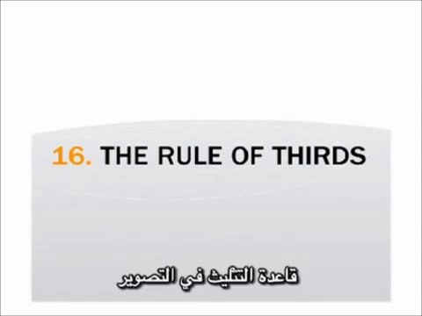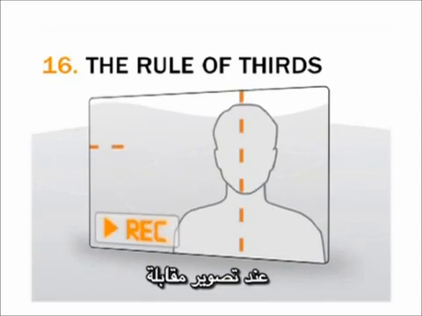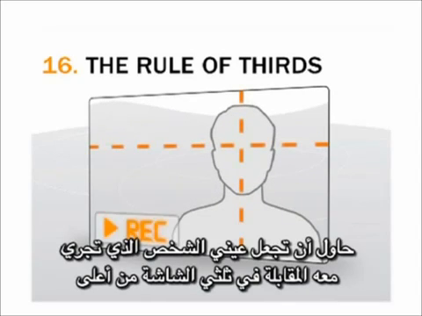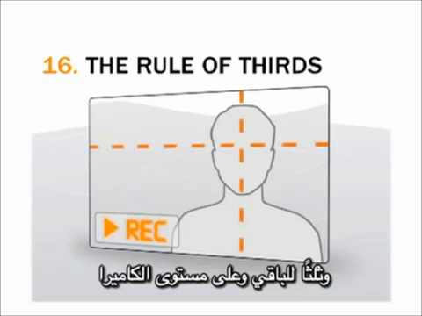The rule of thirds. When you film an interview, try to put the interviewee's eyes about 2/3 of the way up the screen and 2/3 of the way across, and at the level of the camera.